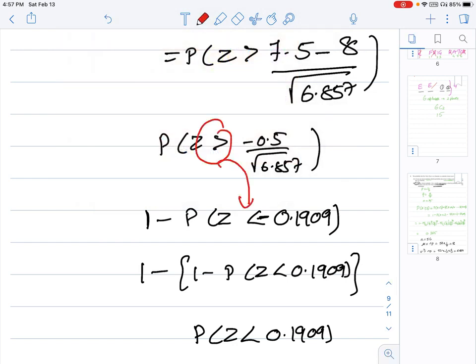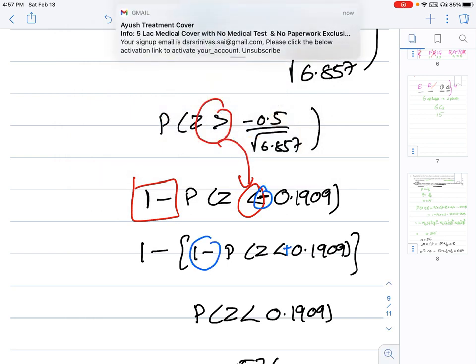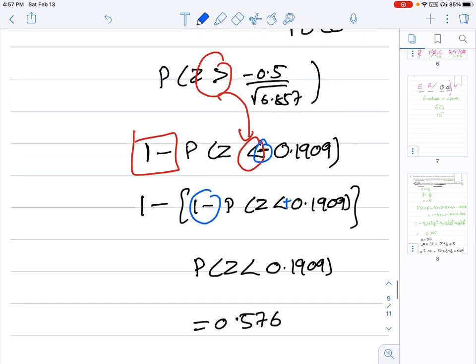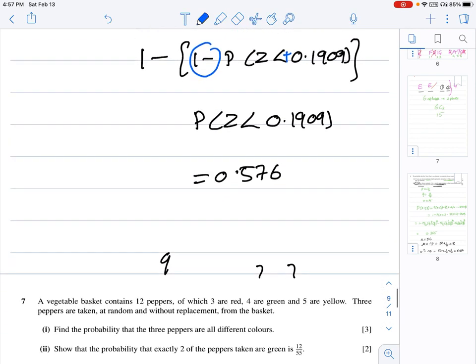So what I have done over there is converted greater than to lesser than. So the procedure is 1 minus. Next time, what I have done is converted negative to positive. So again what should I do? 1 minus. Whenever it is negative to positive also I should be doing 1 minus, and just check the table, you should be getting the answer.